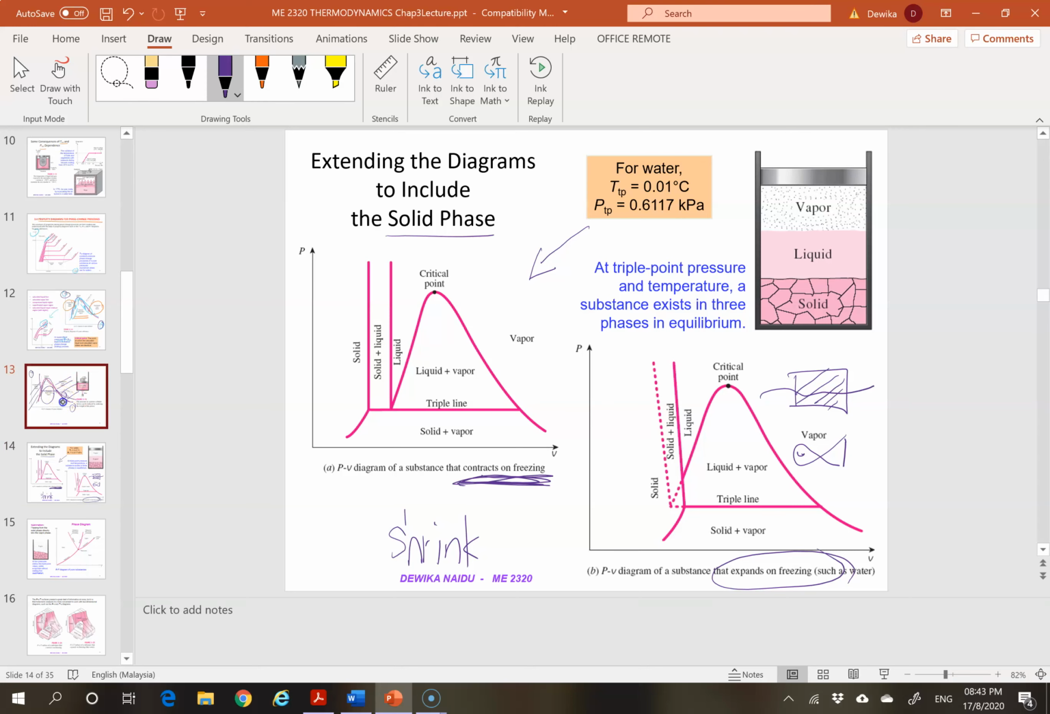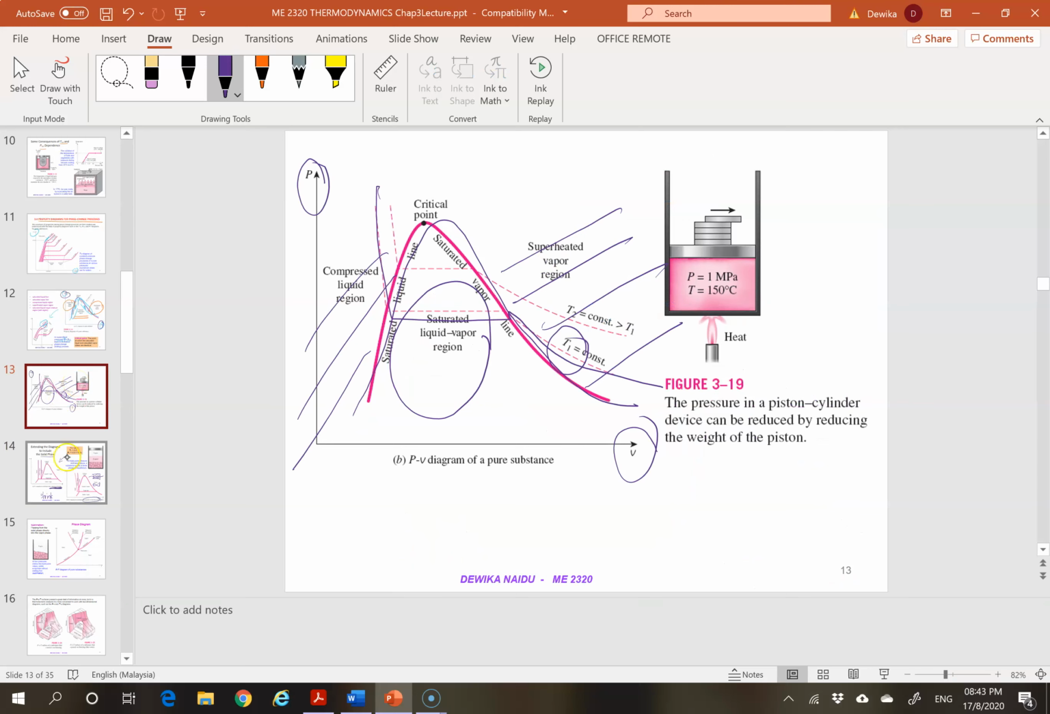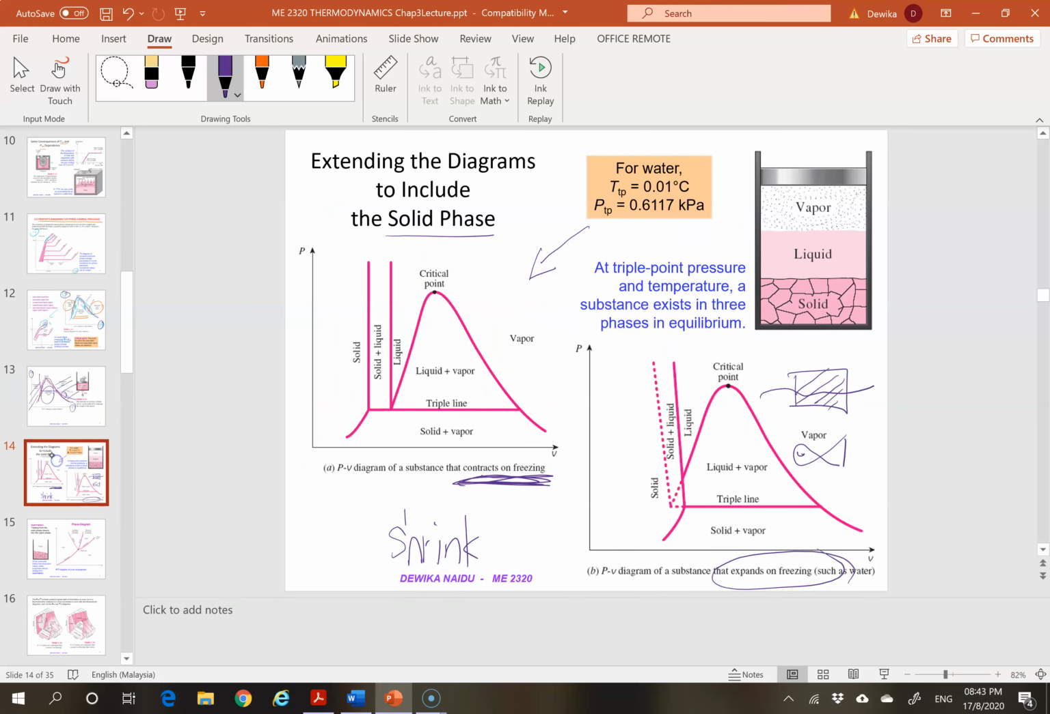So the graph that you have been seeing before this is between vapor and liquid. Now I'm going to add on the solid line. Can you see solid? And this is the solid-liquid phase, and then we have the liquid phase, and then whatever that you have seen just now. So for a solid that contracts, this is how the line will look. Whereas for a solid that expands, the line is a bit slanted. Okay, that is the difference.